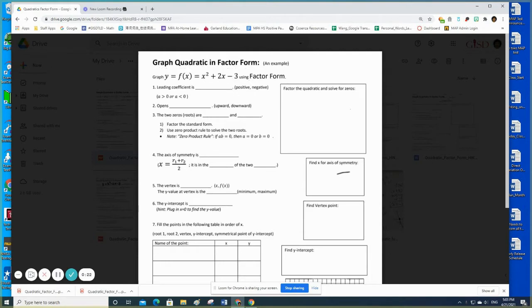Let's start by filling all these blanks. For this given function, first thing we have to ask ourselves is the leading coefficient. Is the leading coefficient positive or negative? This is the leading coefficient. That's our A. A is 1. So we know A is greater than 0. So leading coefficient is positive.